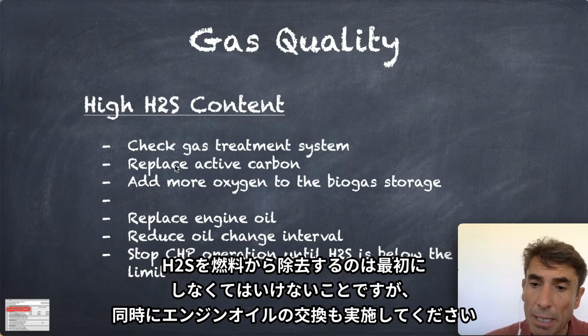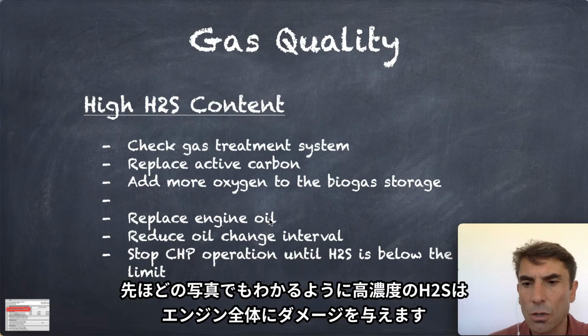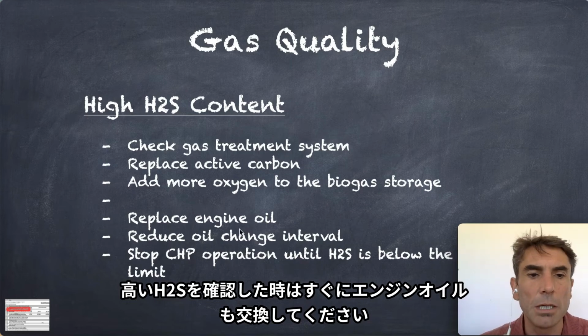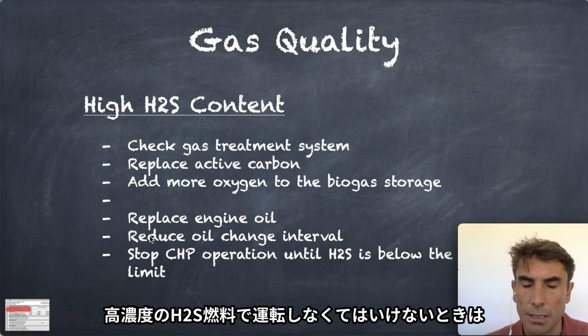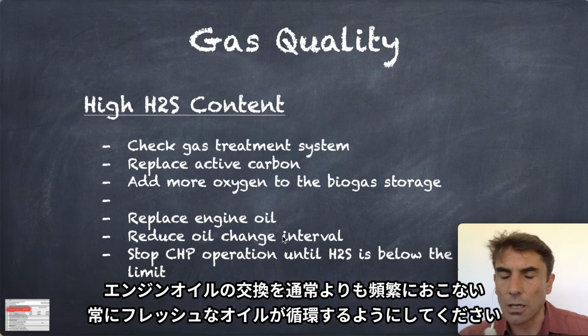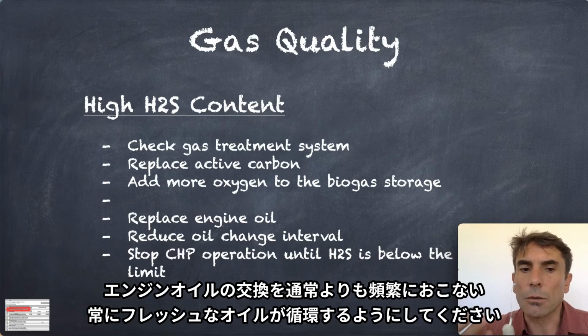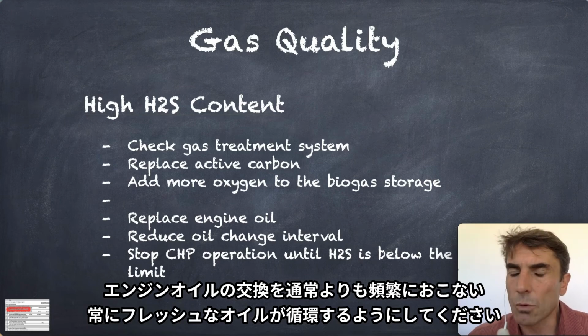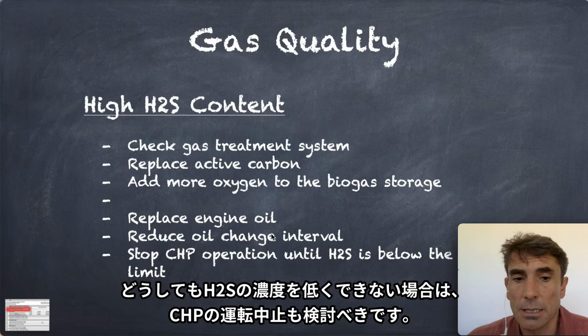Focus on the gas treatment first, but at the same time have a look: if the H2S content is quite high, replace the engine oil. We saw on the previous slides that the engine oil gets bad and gets damaged from the H2S content. So in case of a high H2S content, I recommend immediately to replace the engine oil. If we still have a higher H2S content in the biogas and the system is still running, then you have to reduce the interval of the oil change, so that we always get the old oil out and fresh oil in, so that the quality of the oil stays at the high quality limit, so that we're not getting any damage in the CHP. And in the worst case scenario, the H2S content is too high and we don't get it lower, we have to stop the engine.